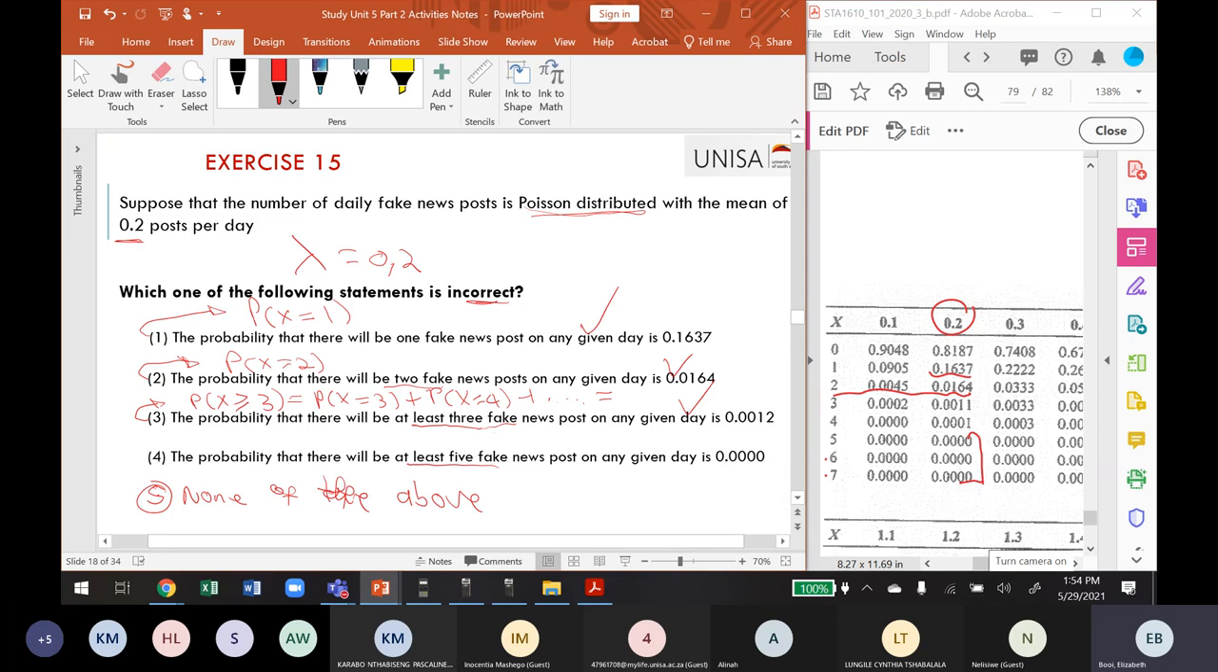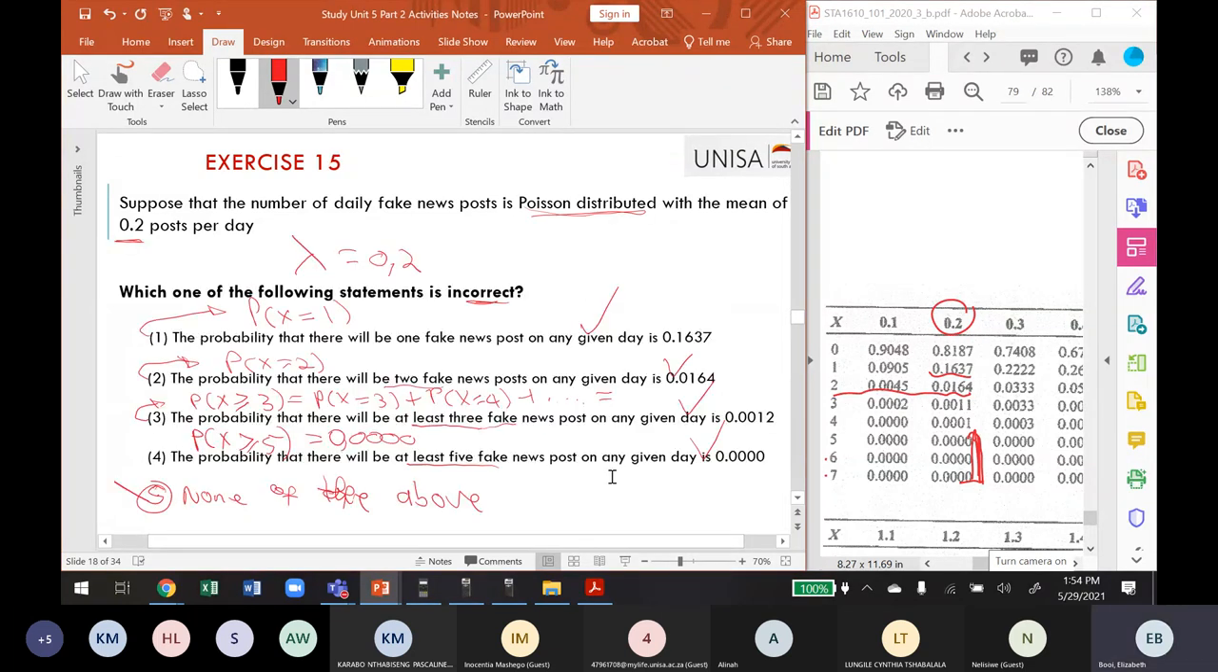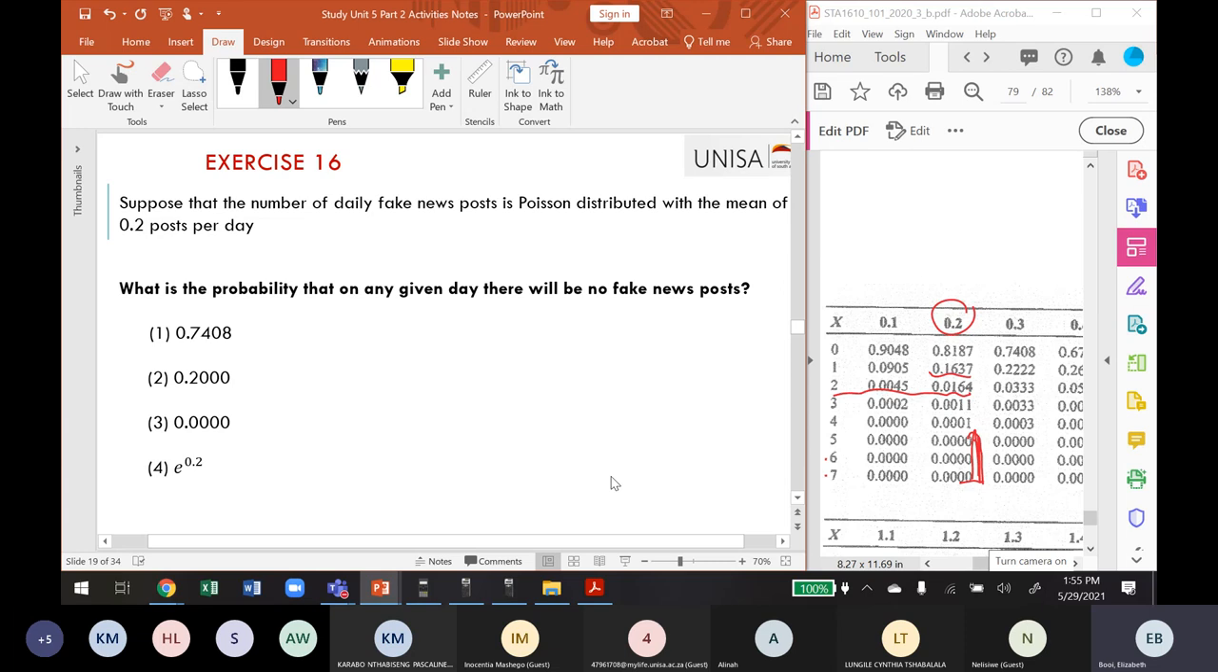The probability that there will be at least 5 fake news will be the probability that X is greater than or equal to 5. And that will be 5 plus 6 plus 7. And we know that they are 0,000. So that would have been correct. The incorrect one will be none of the above. That is the only instance where none of the above works in this instance, because everything else is correct. Okay.